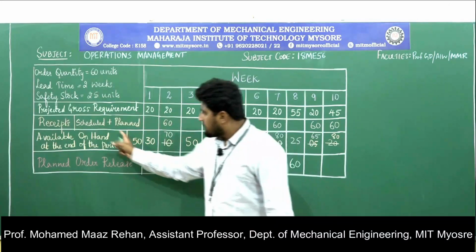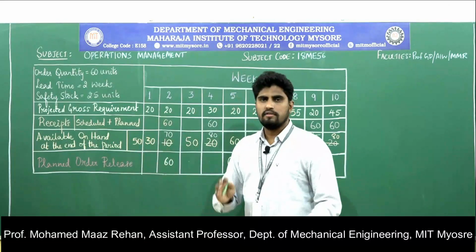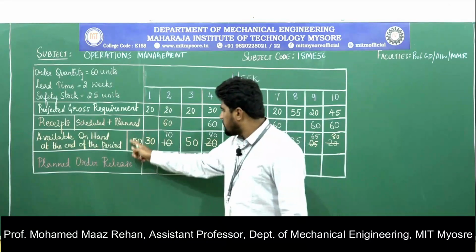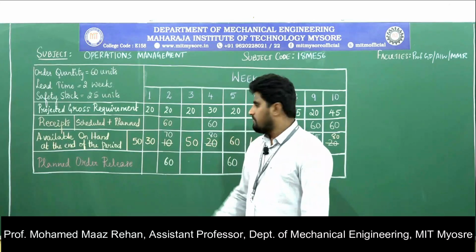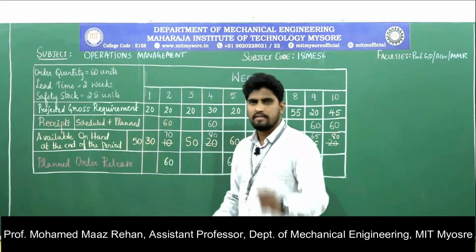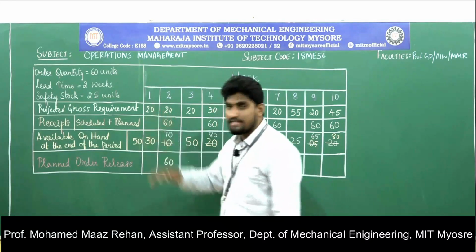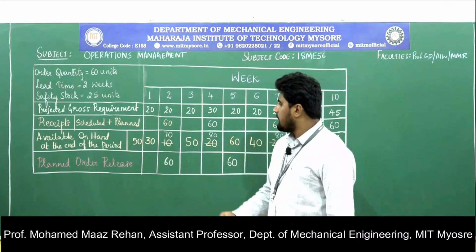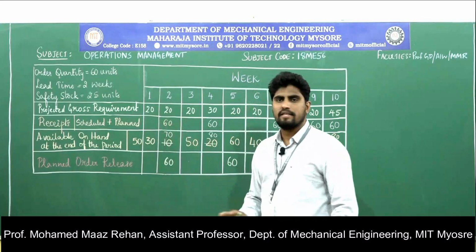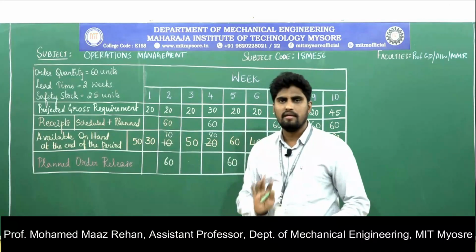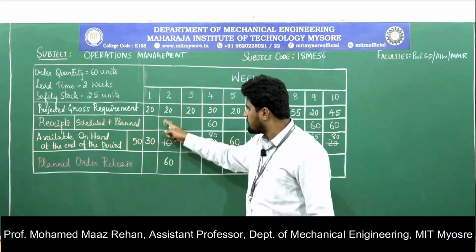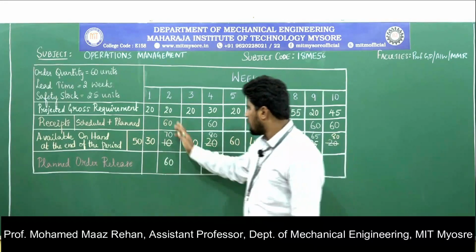And one more thing is the availability on hand. This was the stock that was available in the organization. This was the stock that was available in the premises, correct? It was 50 units. For the receipt, you had an order already, and in the second week you are going to receive it. This 60 is not available in the organization. You are going to receive it in the second week. That is the meaning of receipt, okay?